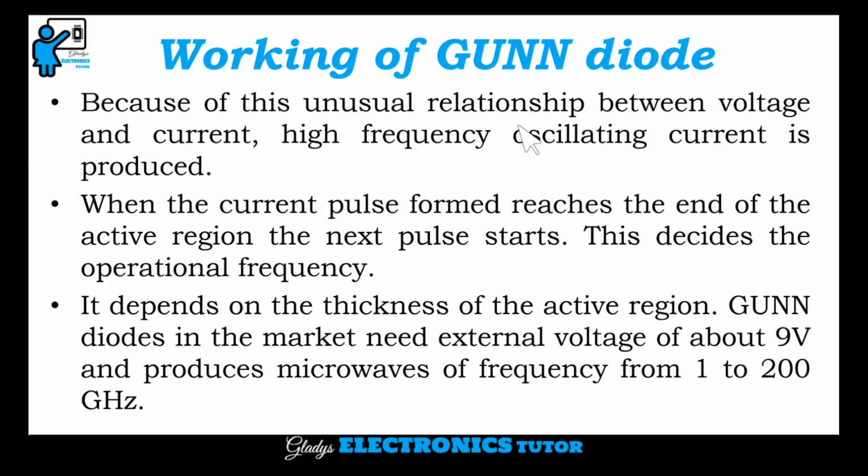So because of this unusual relationship between voltage and current, a high frequency oscillating current is produced. So when the current pulse formed reaches the end of the active region, the next pulse starts. This decides the operational frequency. It depends on the thickness of the active region. Gunn diodes in the market need an external voltage of about 9 volts and produce microwaves of frequency from 1 to 200 gigahertz.